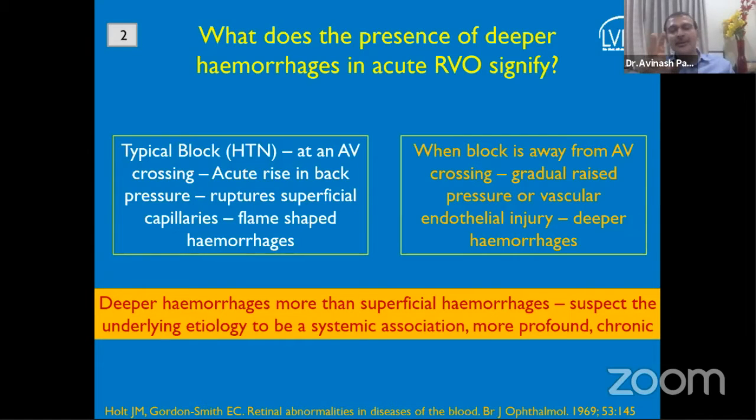In the typical block, the hypertension associated, the age-related, there is an acute rise in back pressure that causes ruptured superficial capillaries resulting in flame-shaped hemorrhages, which is not the case for deeper retinal hemorrhages. The deeper retinal hemorrhages are usually caused by gradual raised pressure or vascular endothelial injury. So this is how the deeper and superficial hemorrhages differ. And to add a few more points, when you see a patient who has deeper hemorrhages, suspect the underlying etiology to be systemic, more profound and of chronic nature, not acute nature.